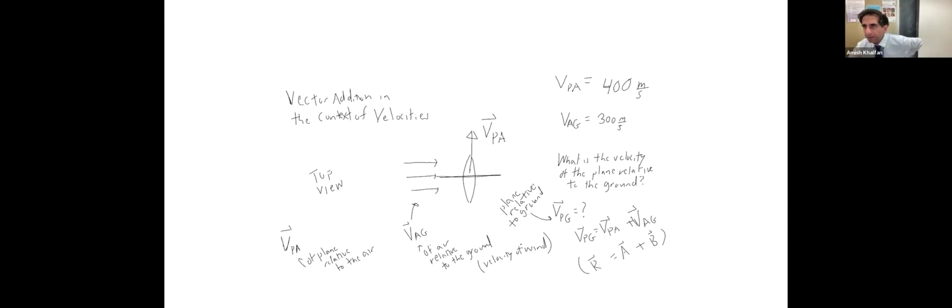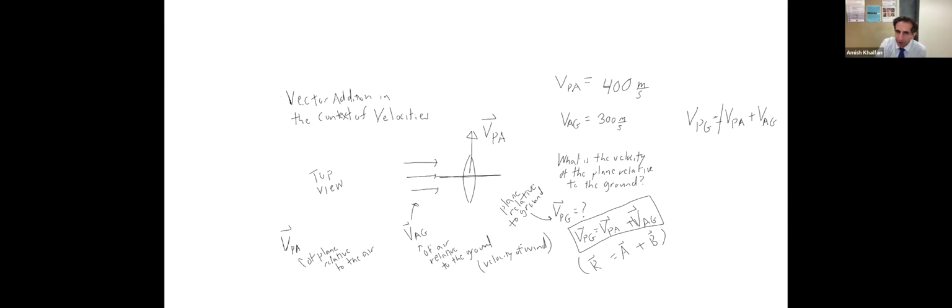So remember, I'm not adding magnitudes. I'm not saying at all that the speed of the plane relative to the ground is equal to the speed of the plane relative to the air plus the speed of the air relative to the ground. I am not saying that. That is not true, right? Because these vectors are not pointing in the same direction. They're perpendicular to each other, right? But I'm saying as a vector sum, this is a vector equation, that is true. But in terms of magnitudes, that's not true.